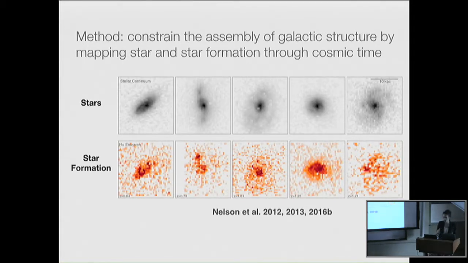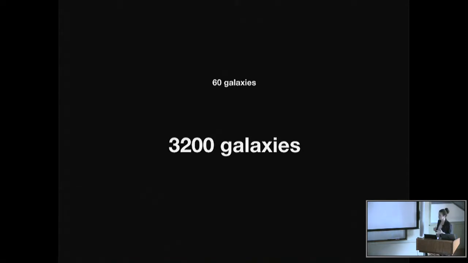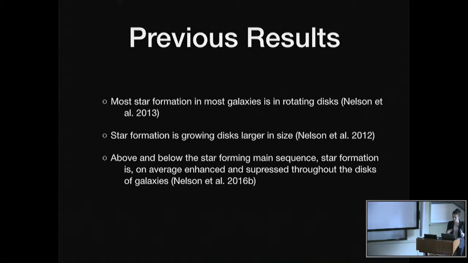So as part of my previous work, I developed a method to map the distribution of star formation in galaxies at early cosmic times. And that meant we could go from samples of about 60 galaxies to samples of about 3,200 galaxies, which was really a game changer in terms of our ability to, in a systematic way, assess the structural properties of galaxy growth. So I'm just going to skip this, but basically say that one of the key results that we found, which a number of other people found as well, is that it seemed that most of the star formation in most galaxies occurred in galactic disks.